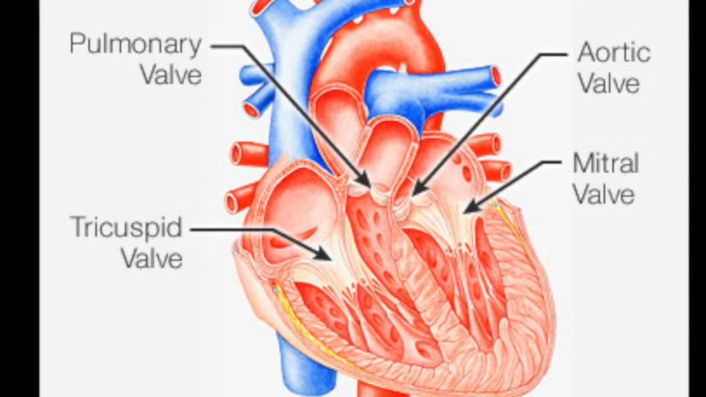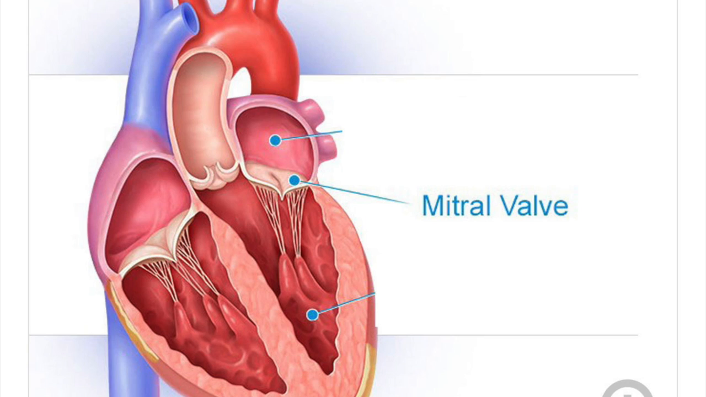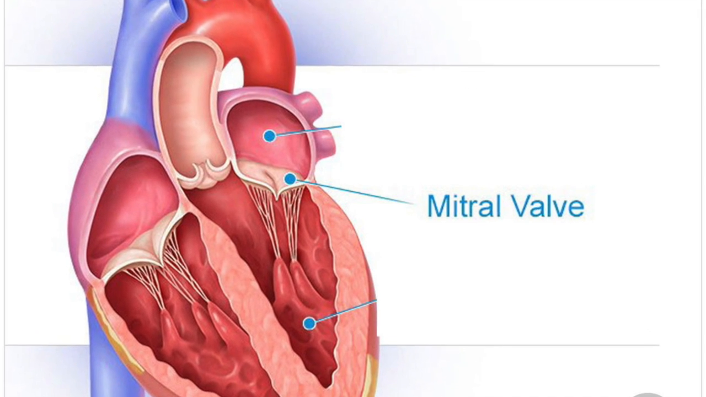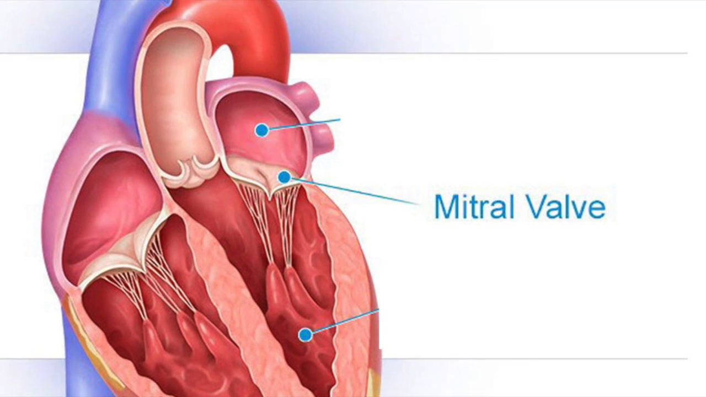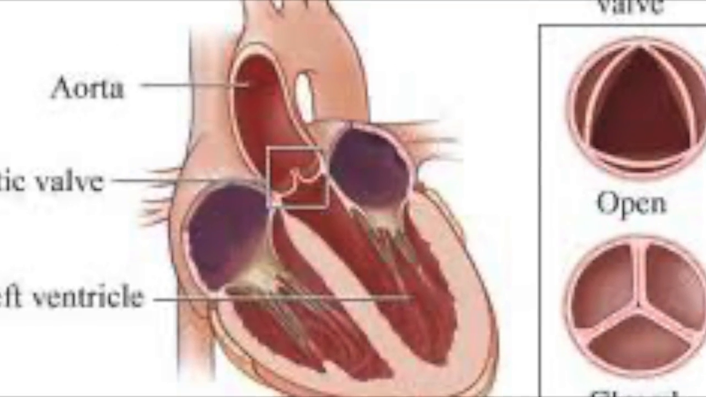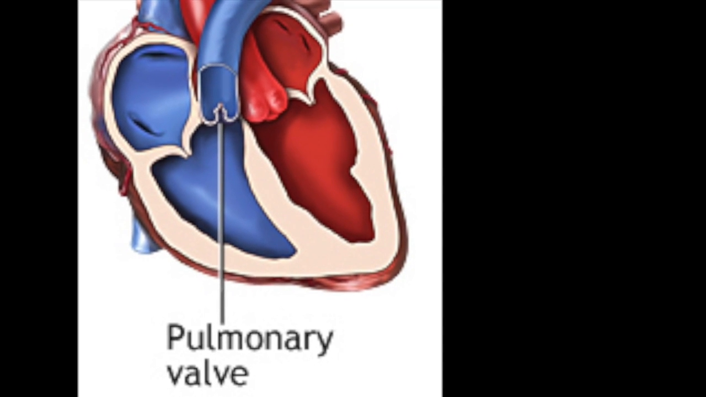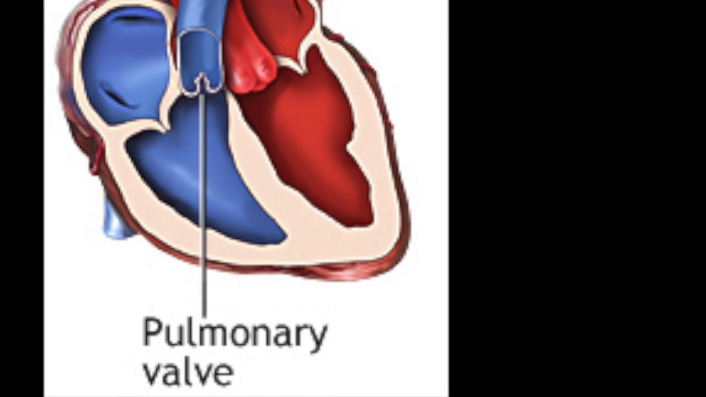The tricuspid valve is the door between the right atrium and ventricle. The mitral valve is the door between the left atrium and ventricle. The aortic valve is the door out of the left ventricle into the aorta. And then the pulmonary valve, that is the door out of the right ventricle into the pulmonary artery.